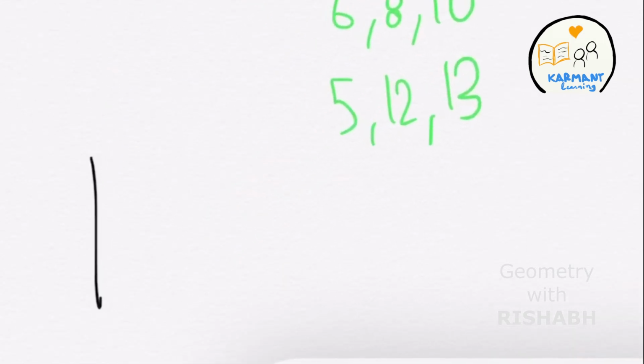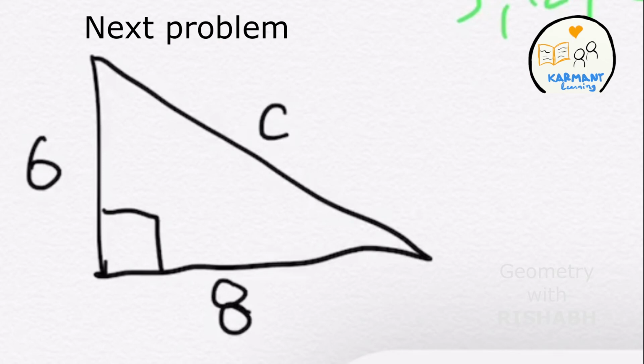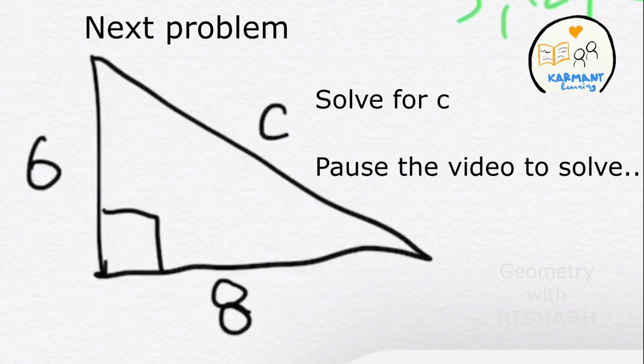This is the next problem. This is another right triangle. One leg is 6 units and the other leg is 8 units. Find the hypotenuse. This is the question you need to solve. Pause the video while you are solving it. Now, get started.